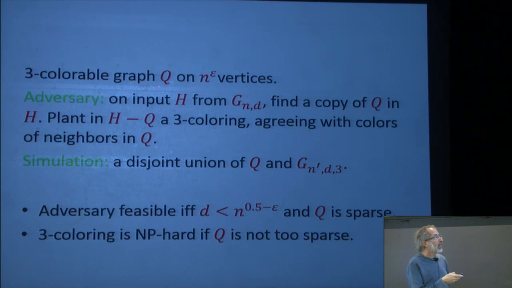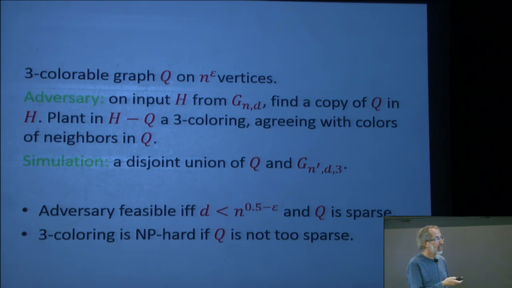So we have a three-colorable graph Q on n to the epsilon vertices, and we want our algorithm to color it for us. Let's describe what the adversary does and what we do in the simulation. What we do in the simulation I showed you: we just give the algorithm a disjoint union of Q and a G(n',d) graph.